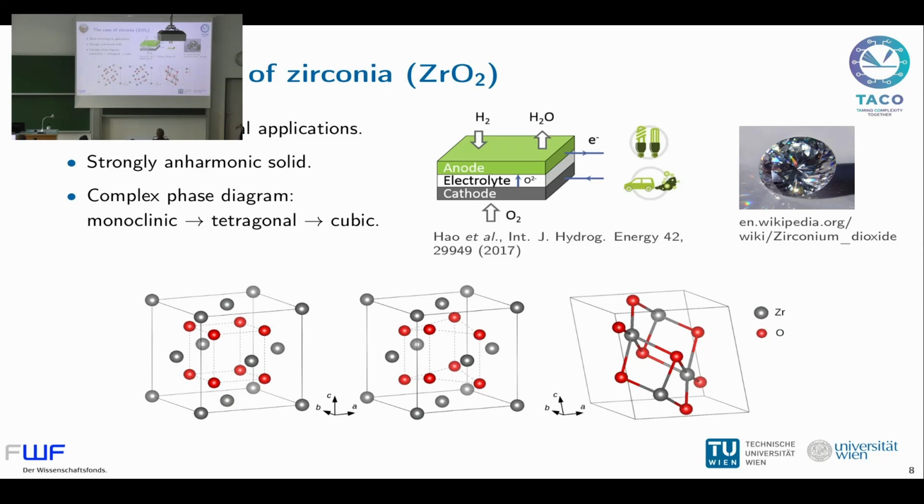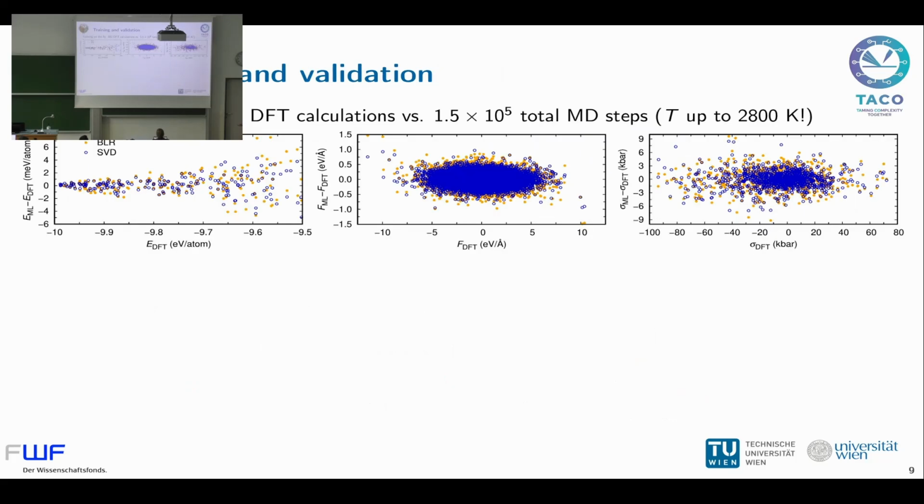So we set out to study this material, and what we did was our on-the-fly training, which made us gather just a few hundred, less than 600 DFT calculations. Of course, the quality of this DFT calculation is very important in order to train a high-quality force field. And we went to temperatures that are very high, up to near the melting point. And these are the errors, right? So these are the errors in energy, forces, and stresses. And the errors in energy, you see they increase in this region. This is because this energy region corresponds to the high temperature cubic phase.